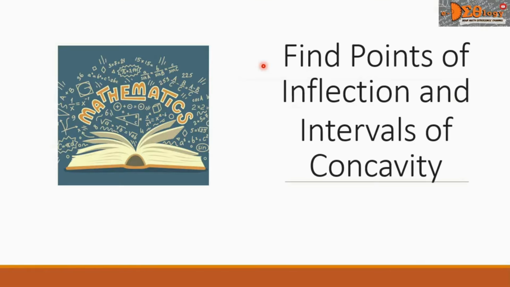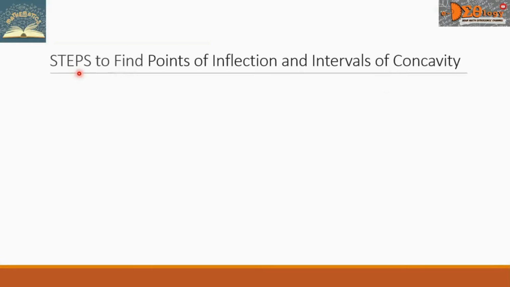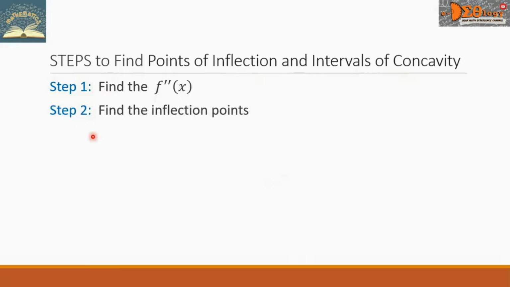Today, we're going to find points of inflection and intervals of concavity. Here are the steps to find points of inflection and intervals of concavity. Step 1. Find the second derivative of the function f of x. Step 2. Find the inflection points. Inflection point occurs when f double prime of x equals 0 or f double prime of x is undefined.